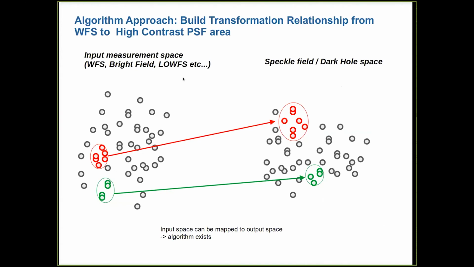So how do we do this? Well, here's a cartoonish representation. On the left, we have wavefront sensor measurements, and on the right, we have the state of the dark field, the speckle field that we want to reconstruct.